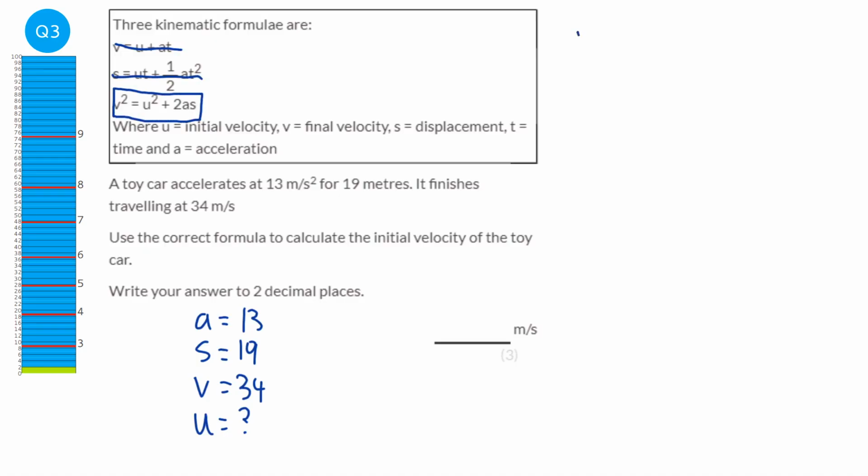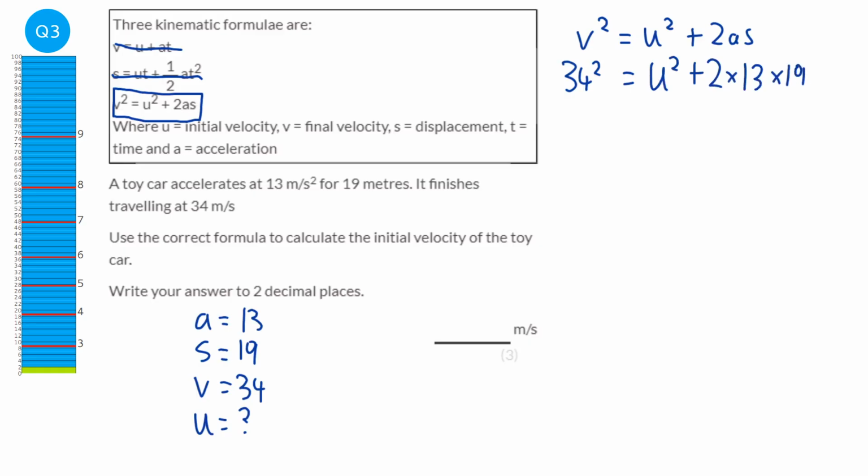So let's write that out. V squared equals U squared plus 2AS. So that would be 34 squared equals U squared, because that's the one we're looking for, plus 2 times 13 times 19. Okay, so let's just work these parts out. And so we've got 2 times 13 times 19, which is what, 494.